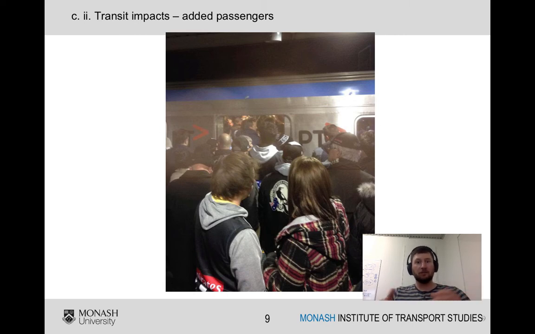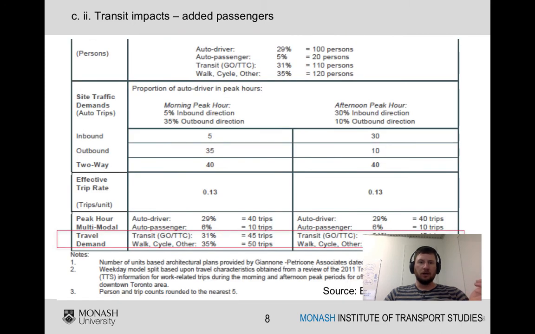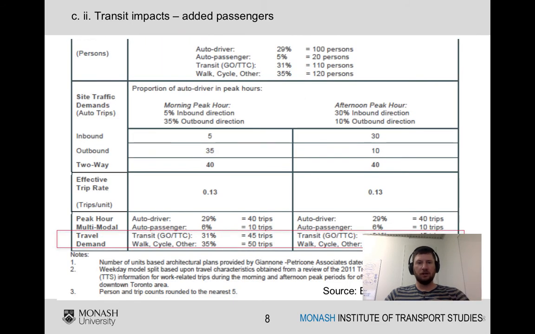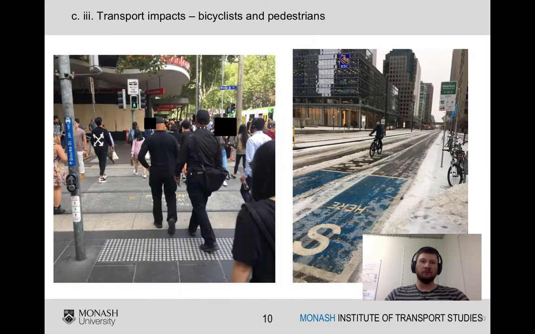If you're already at capacity on the transit network during the peak hour, you might not be able to add all of your extra people on. And so this idea that 100 people are going to take transit, you're going to get 45 trips on transit, and that's going to reduce your traffic load, might not actually hold true in reality if you are already at these sorts of loads.